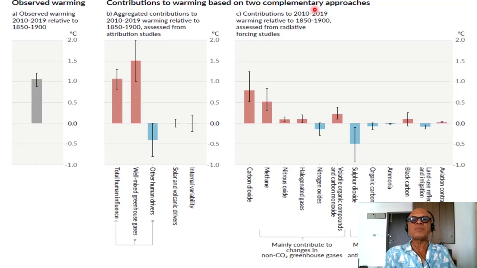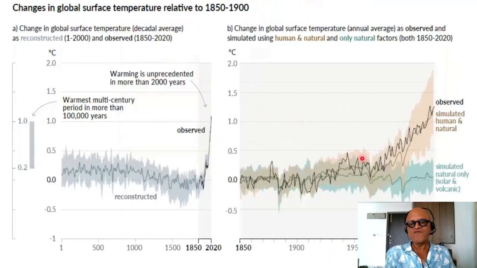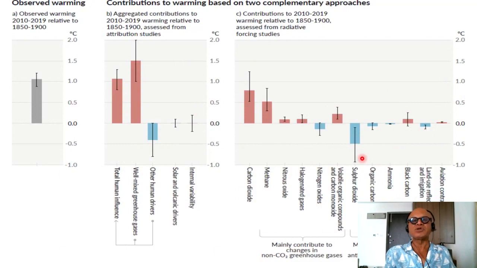Contributions to warming based on two complementary approaches. So aggregated contributions to 2010 to 2019 warming relative to 1850 to 1900, assessed from attribution studies like this, where models remove various forcings and see how much warming can be attributed to the total human influence, well-mixed greenhouse gases like CO2, other human drivers like land use change, cement production, etc., solar and volcanic drivers, which are around the zero line, plus and minus, and internal variability, which is things like El Nino and La Nina, Atlantic multi-decadal variability, Pacific decadal variability, and so on.